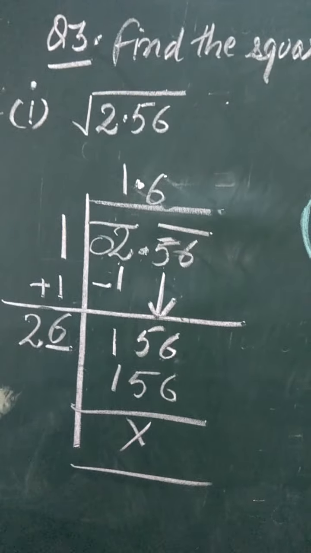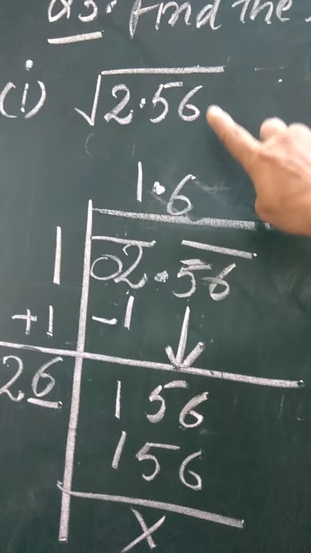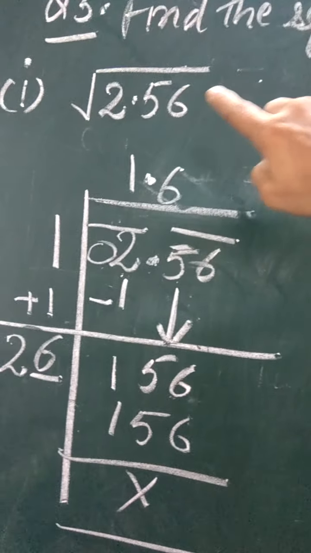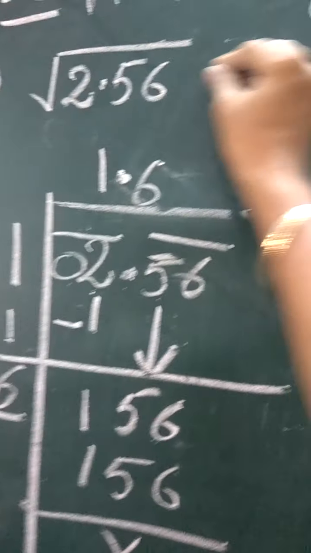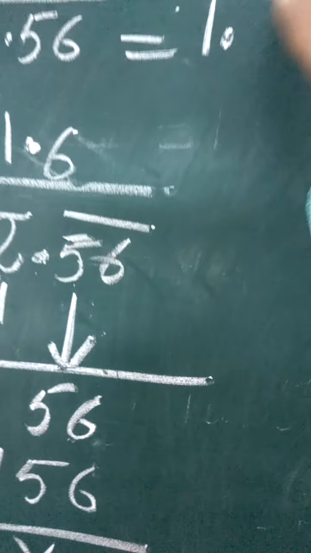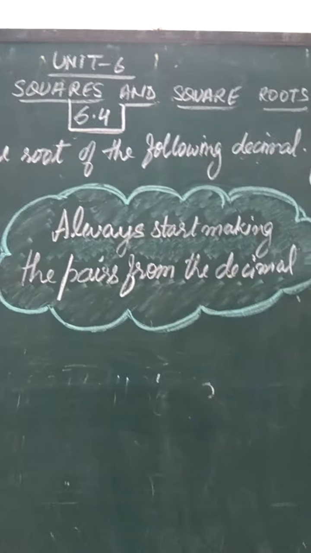So what is the square root of 2.56? Students, we can't read it as 2.56. No, this is 2.56 and its square root is 1.6. So I hope it is clear to you. Now again, let us read it out. Always start making the pairs from the decimal.